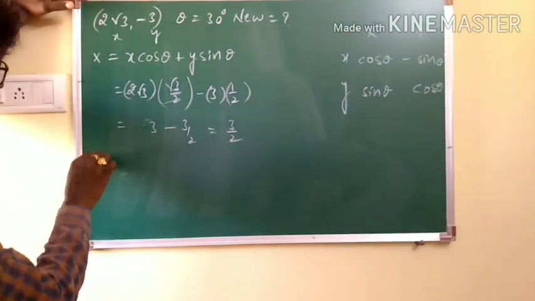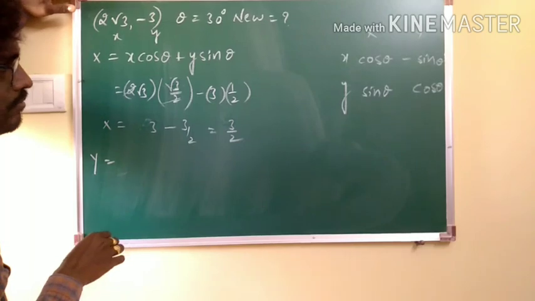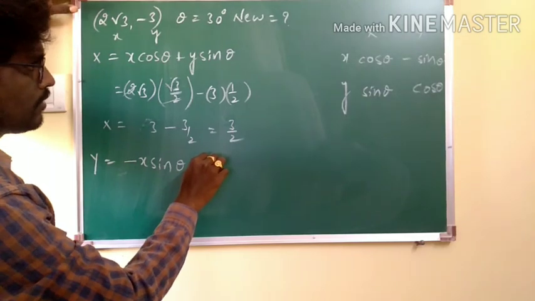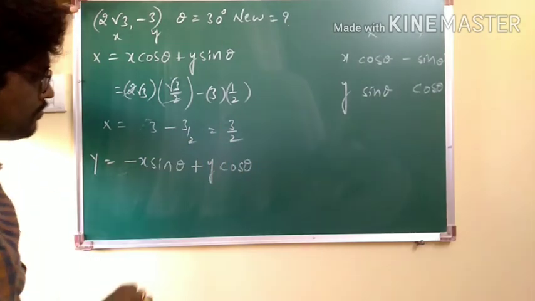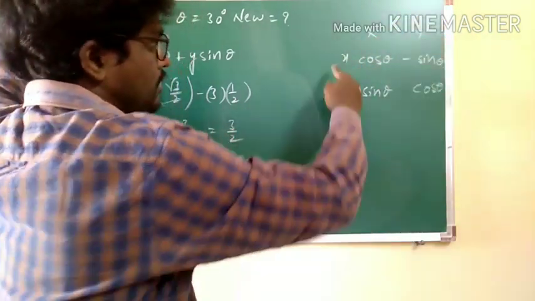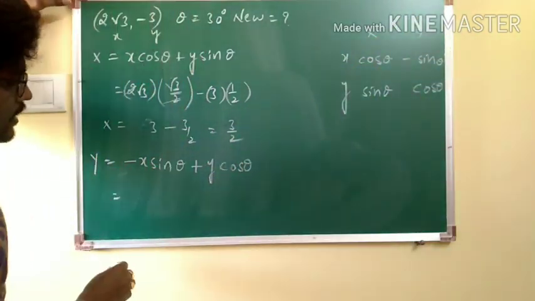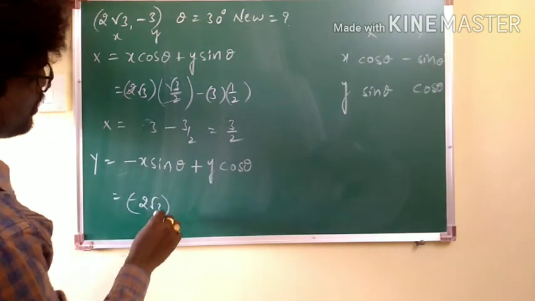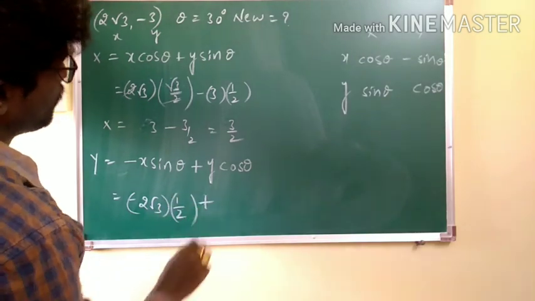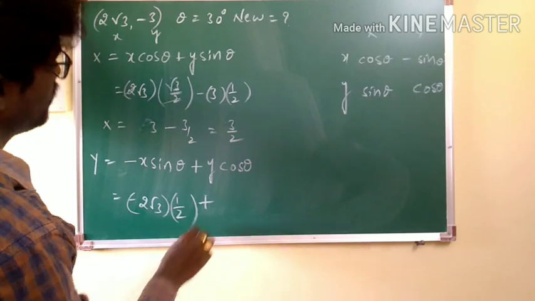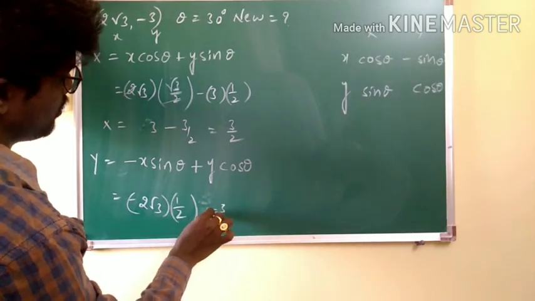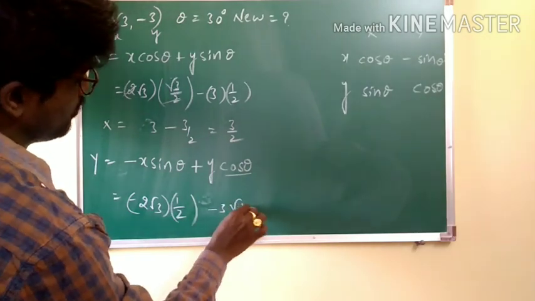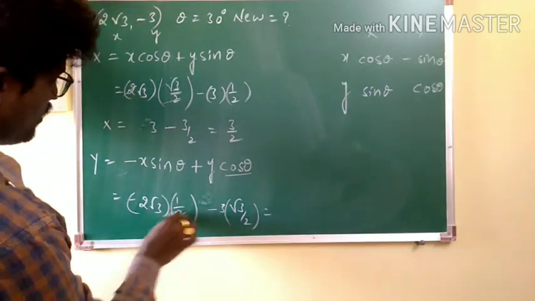Coming to y coordinate, capital Y is equal to minus x sin theta plus y cos theta. Minus 2 root 3 into sin 30, that is 1 by 2, plus y, that is minus 3, into cos 30. What is cos 30? Root 3 by 2. These two get cancelled.